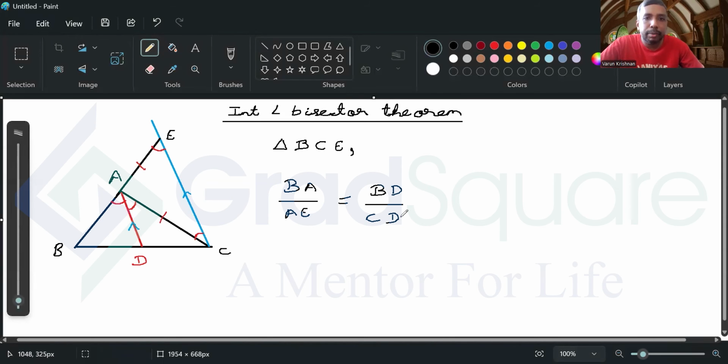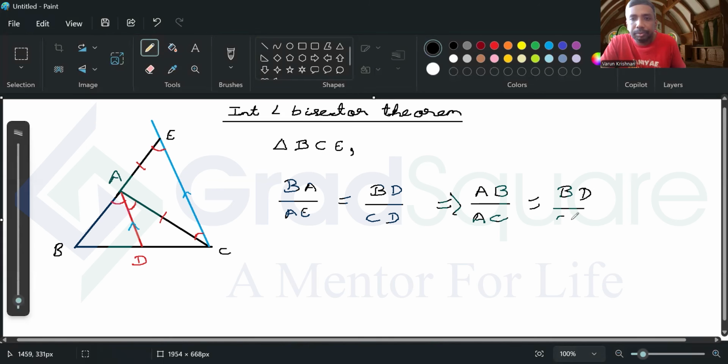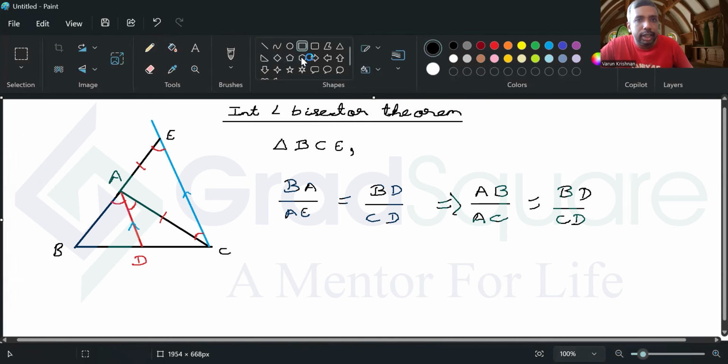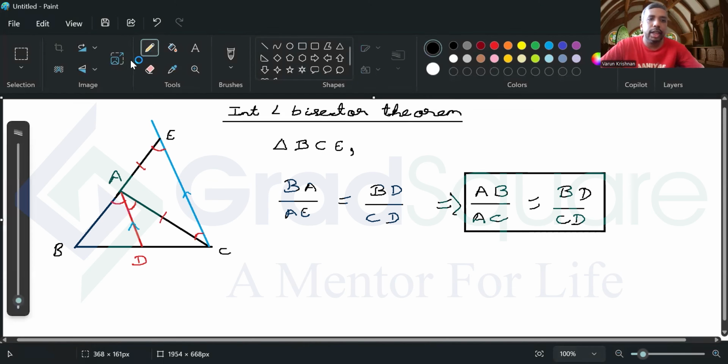So BA by AE will be equal to BD by CD, which implies that, because AE and AC are equal, we have just proven that, AB by AC will be equal to BD by CD. This is the interior angle bisector theorem: where AD is an interior angle bisector, AB by AC will be equal to BD by CD.